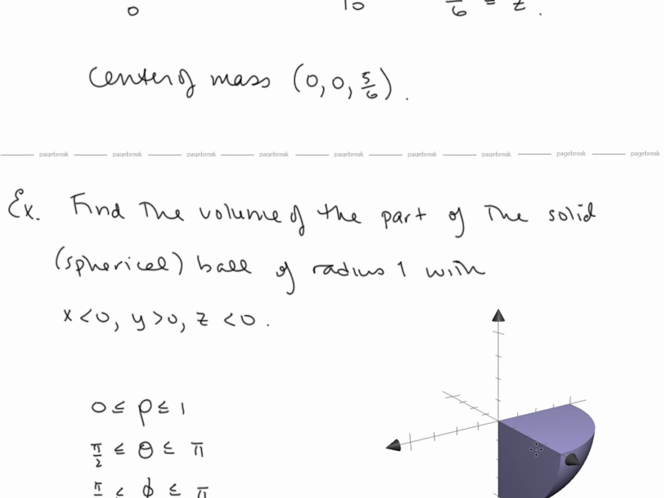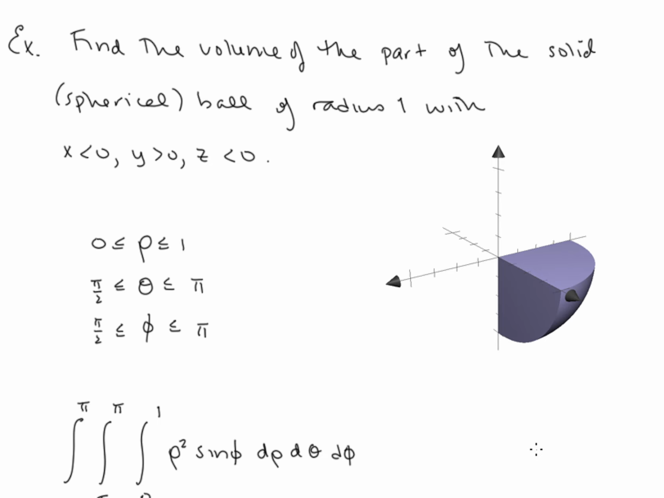Let's take a look at another example. We want to find the volume of the part of the solid spherical ball of radius 1 with x negative, y positive, and z negative. So we're talking about the sphere of radius 1, but we only want the part with x negative. Here's our x-axis, so x negative is back here, y positive is here, and z negative. So this is the part of the solid ball we're talking about.